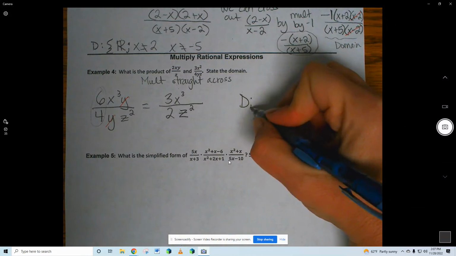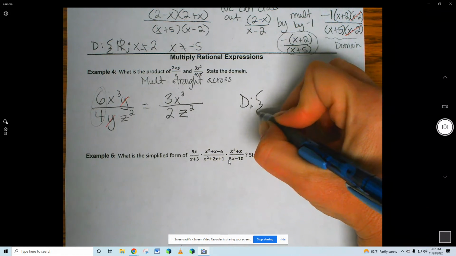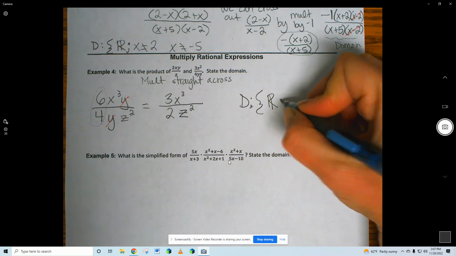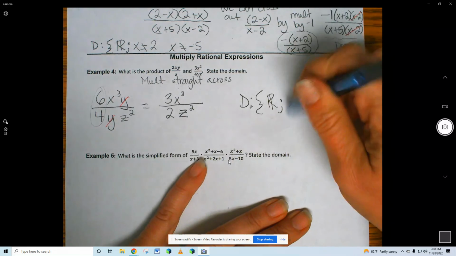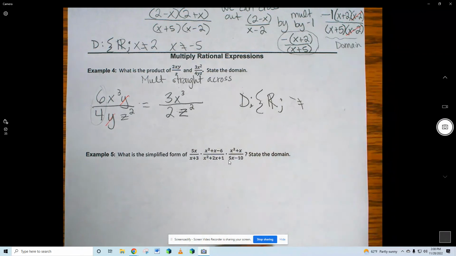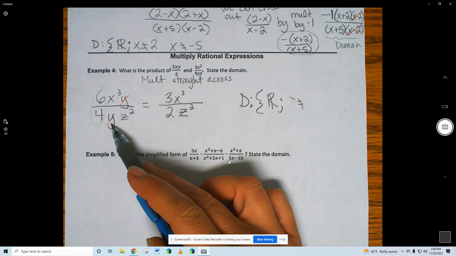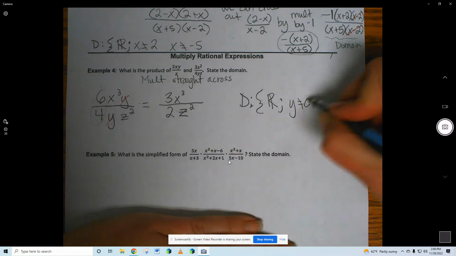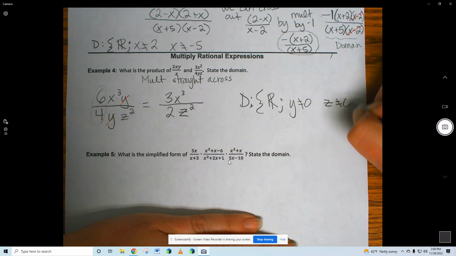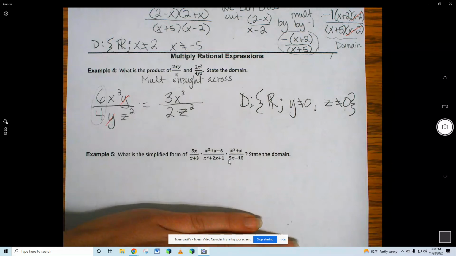My domain, all real numbers, however, y cannot be 0. Like, in the denominator, I had y and I had z. I can't have either of them. I can't put a 0 in their place. If I substituted a 0, I would get a 0 in the denominator. So y cannot be 0 and z cannot be 0. I obviously have to write those separately because they're different variables.